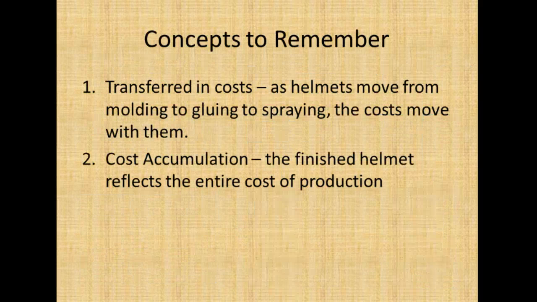A couple concepts to remember from your extensive reading in this chapter is we have something called transferred in costs, and we've already discussed that. All transferred in costs are costs that were accumulated during the prior process that come to your current process. The second concept would be your cost accumulation. It's very similar to transferred in costs. You may even consider it the same concept, but you're accumulating the cost of a helmet throughout the process. So for the molding, for the spraying, for the gluing, all those costs accumulate into the final product.